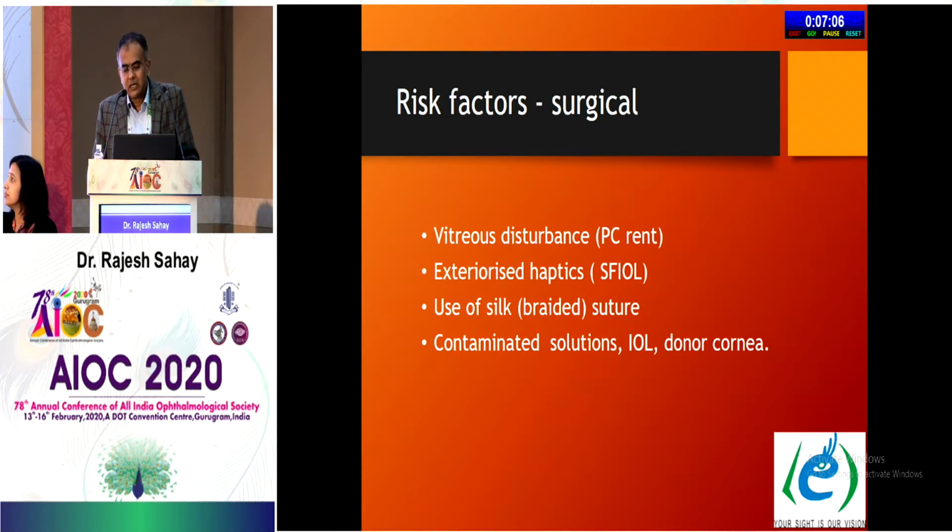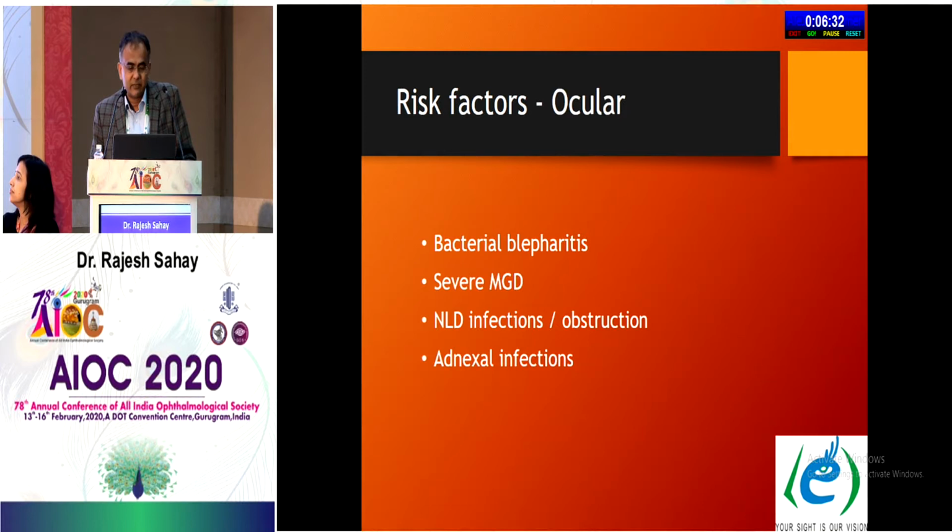Other causes of increased incidence are vitreous disturbance. Whenever you try to do a vitrectomy in the anterior chamber, from the anterior route, usually it is not very complete. There will be some wick of the vitreous entangled in the wound, and there will be communication from the exterior to the interior of the eye. SFIOLs with exteriorized haptics have a higher chance of having endophthalmitis. Use of braided sutures, contaminated solutions, IOL, donor cornea, etc. are surgical risk factors.